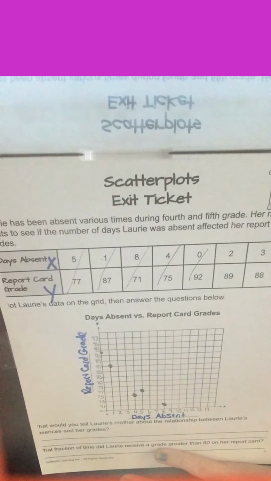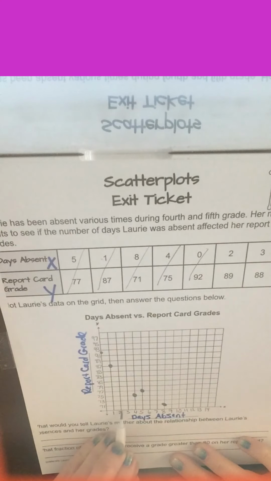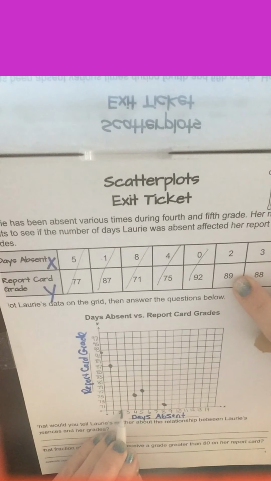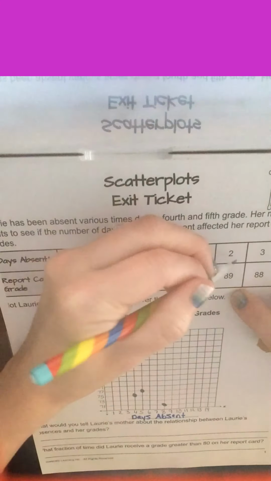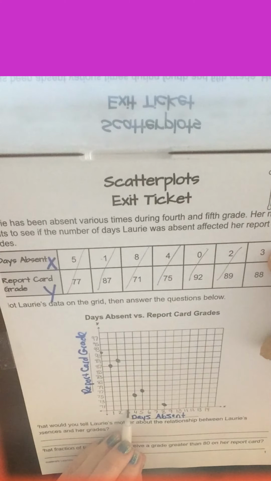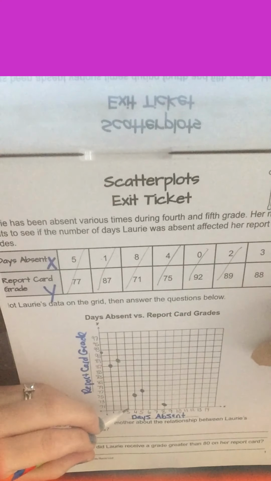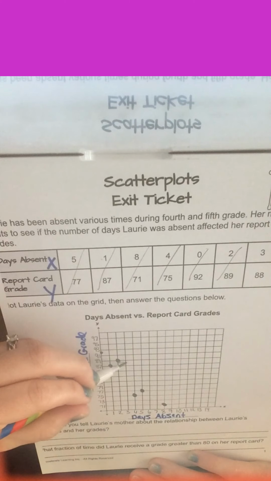Okay, awesome. Next we have our X would be 2 for our days absent. So I'm going to go over for my X, 1, 2. And then the report card grade was 89. So I'm going to go all the way up to 89 and plot that point. And we are almost done, guys. Final would be days absent 3, and their report card grade was an 88. So our X is 3, 1, 2, 3. And to go up to our Y to 88, I'm going to go up, and then 88 would fall in between 87 and 89.